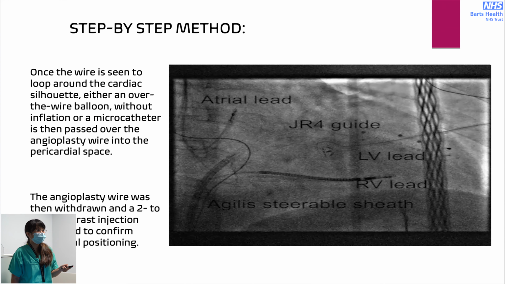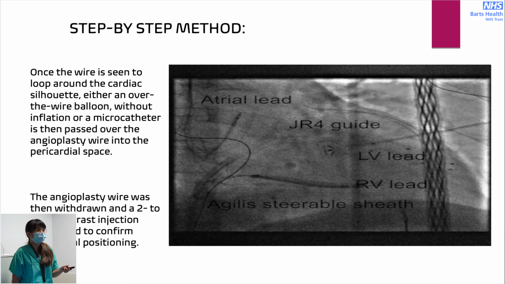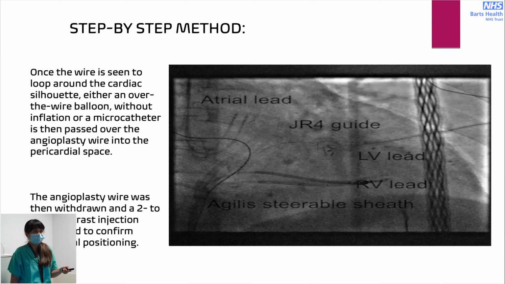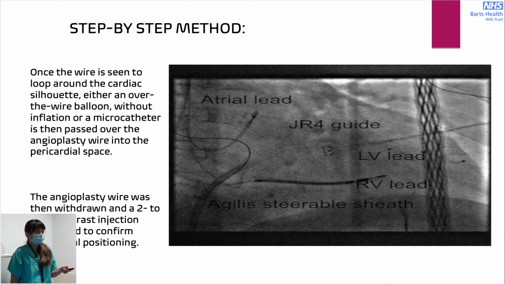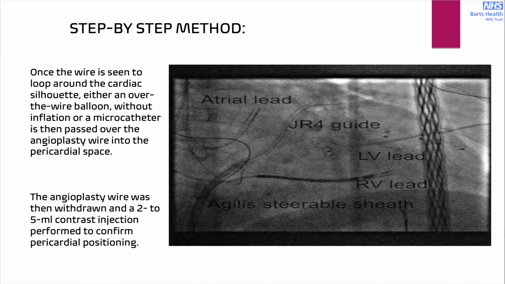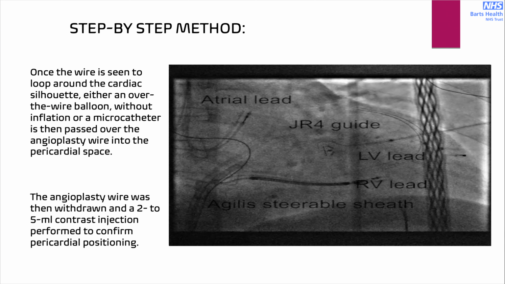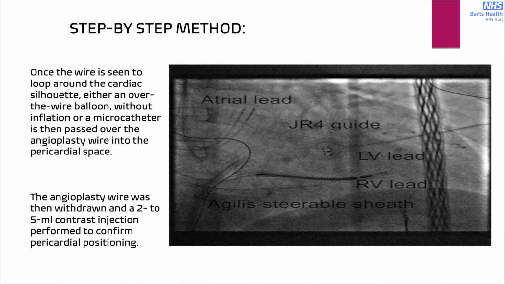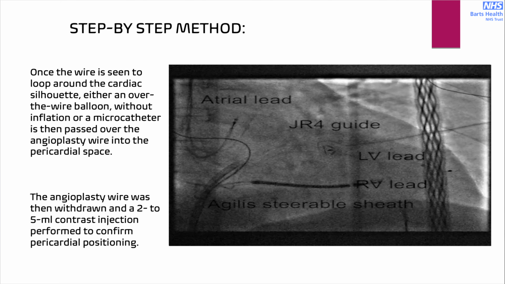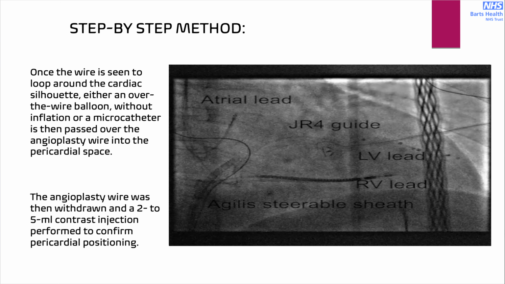So once the wire is seen around the loop, the wire balloon and the microcatheter will then be passed over the wire and into the pericardial space. So again, the angioplasty wire should go through the pericardial cavity very easily, but if not, they'll confirm with contrast injection for their pericardial positioning.